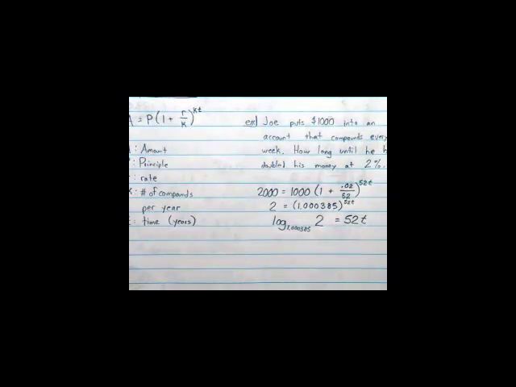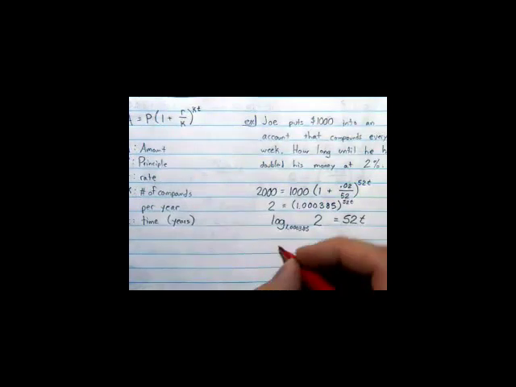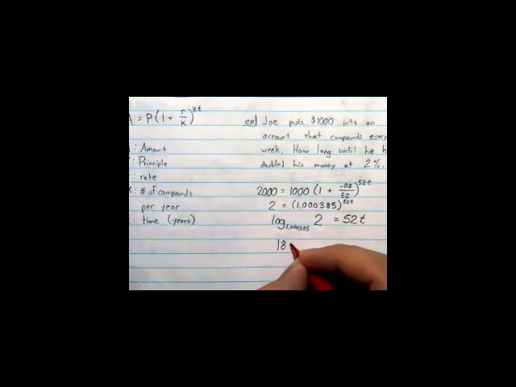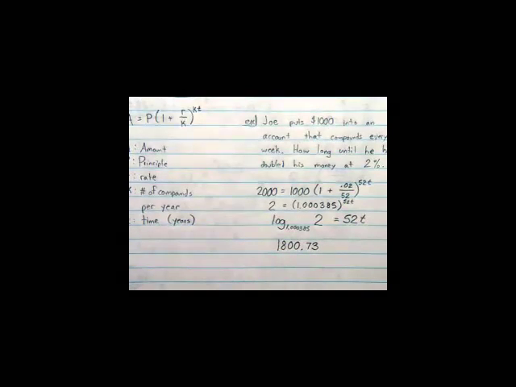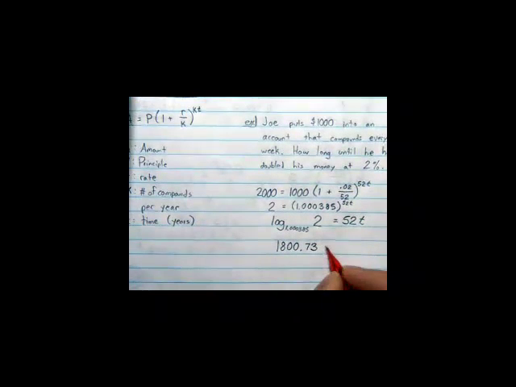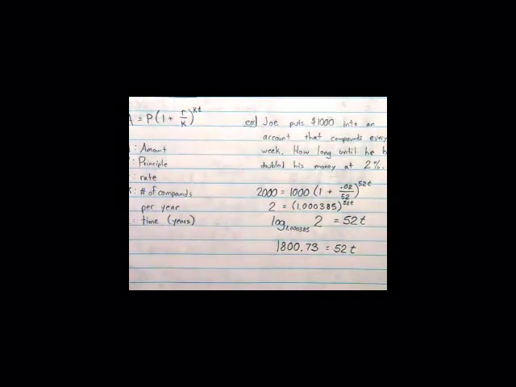All right, so you can do your change of base, right, to calculate that log if your calculator won't do it for you. So log of 2 divided by log of 1.000385. So I got something about like that, 1,800. All right, so take that, divide it by 52.